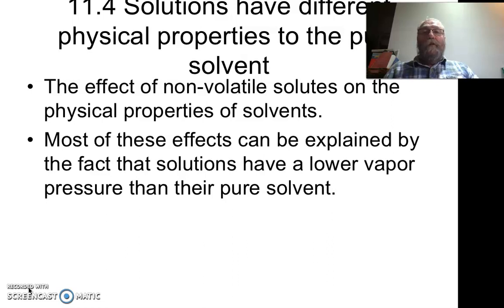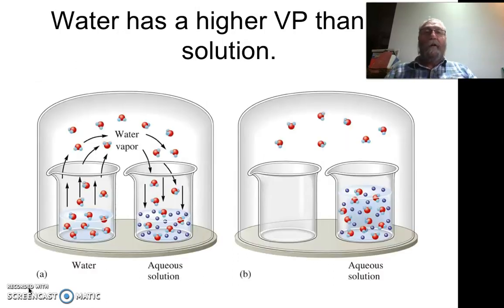Now, solutions have different properties to the pure solvent that they are dissolved in. So as soon as you dissolve something in a solvent, its properties change. The effect of non-volatile solutes on the physical properties of solvents can be explained in terms of lowering the vapor pressure of the pure solvent.